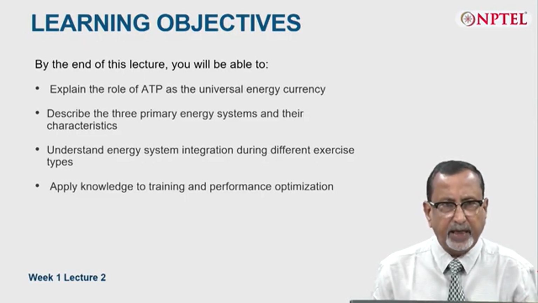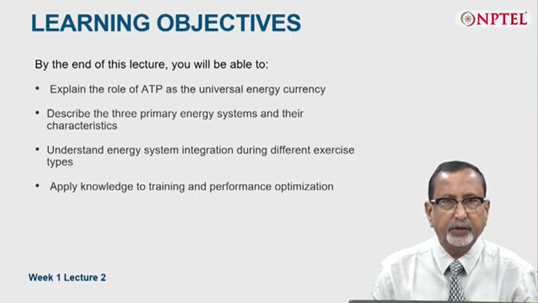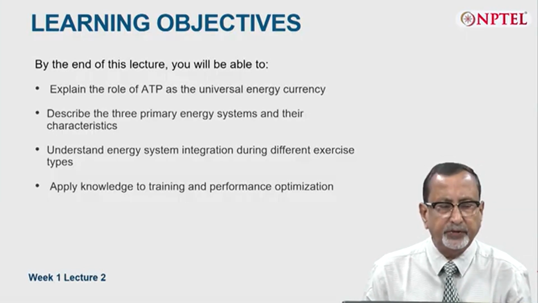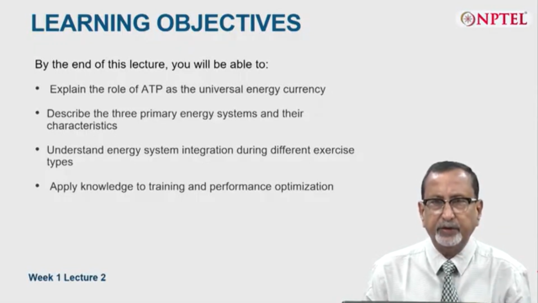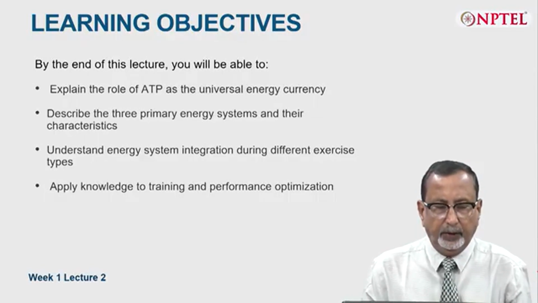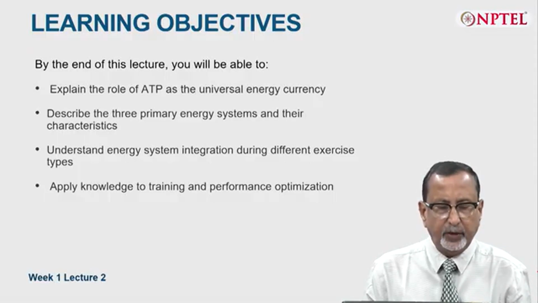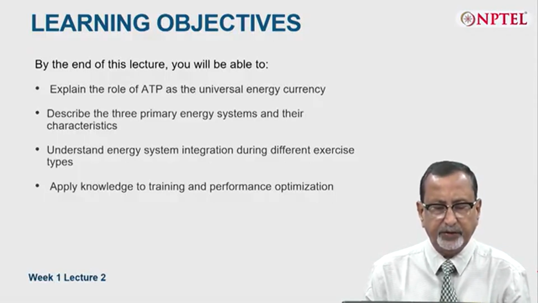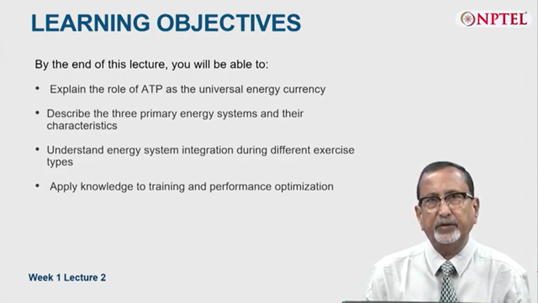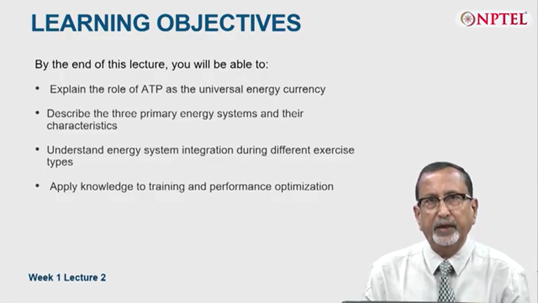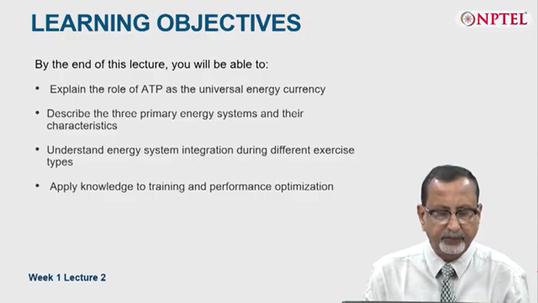While discussing this, the learning objectives are: we will explain the role of ATP as a universal energy currency. We will also discuss the three primary energy systems and their characteristics. We will try to understand energy system integration during different types of exercise, starting from high intensity exercise, then low and medium intensity exercise, and the slow long distance activities.